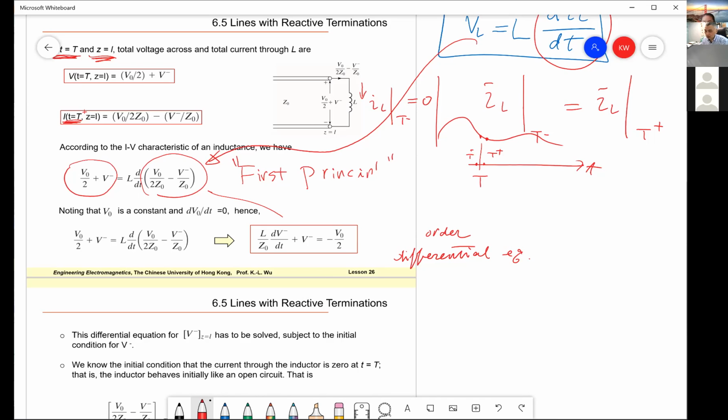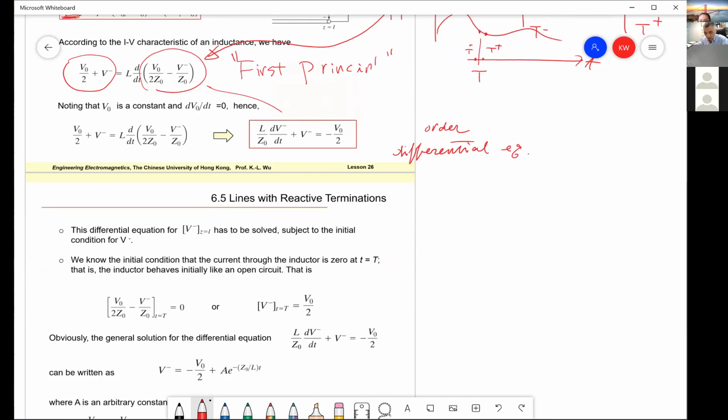Okay, so that means, okay, let's talk about this later on. We need to solve this equation, okay? To solve this equation, we need to know the initial condition. We make use of the initial condition on current. Now it's time you ask yourself, why do we choose current to apply the initial condition? Why do we not choose voltage?